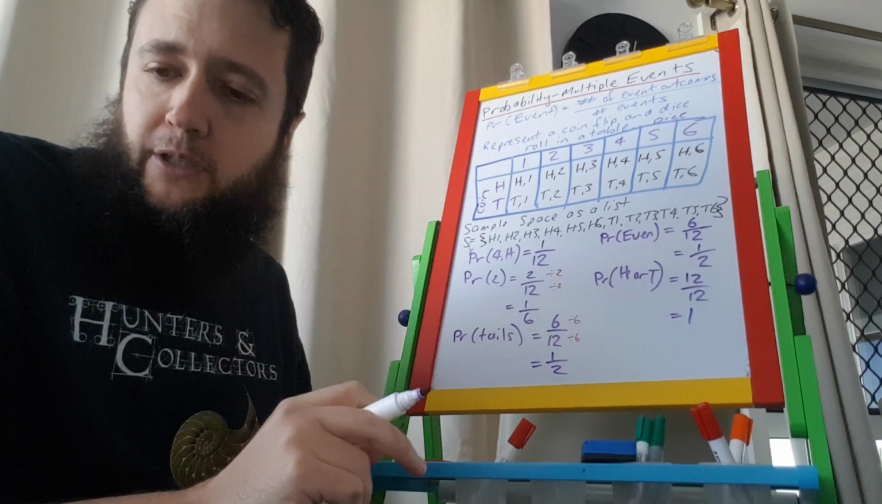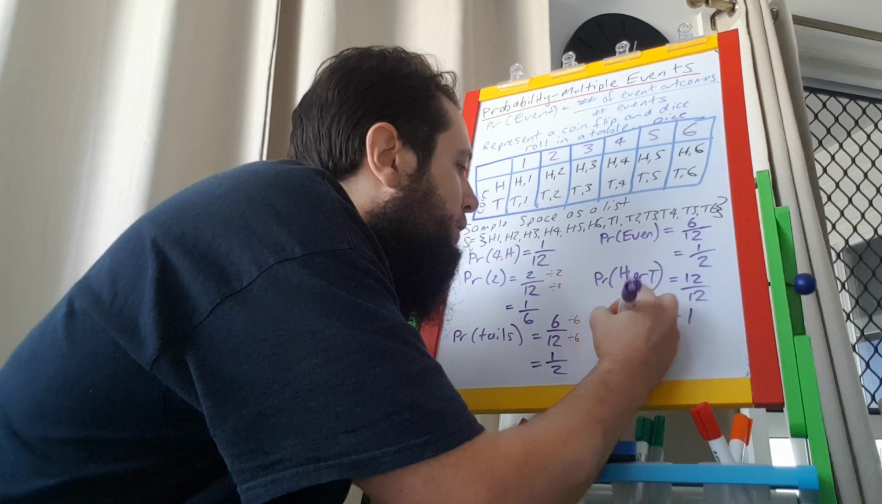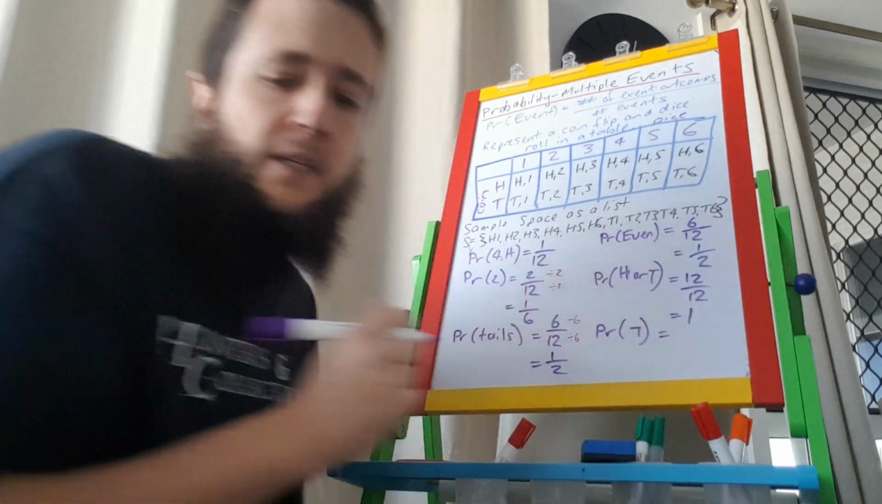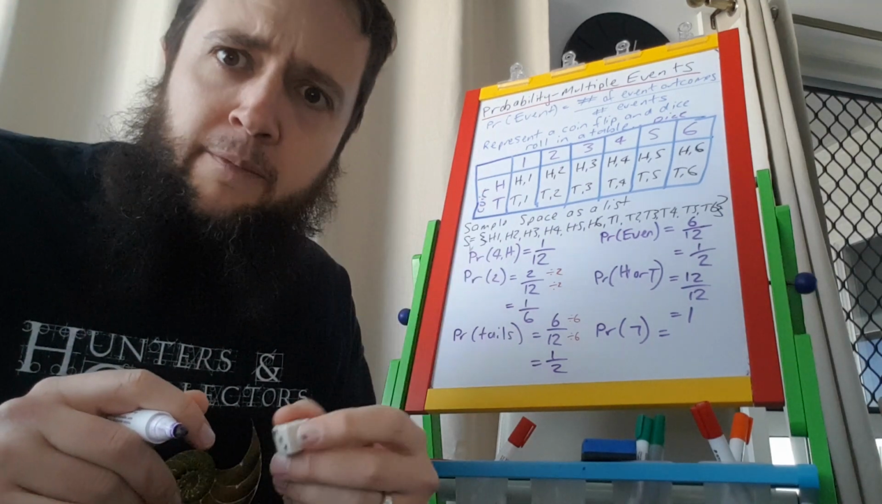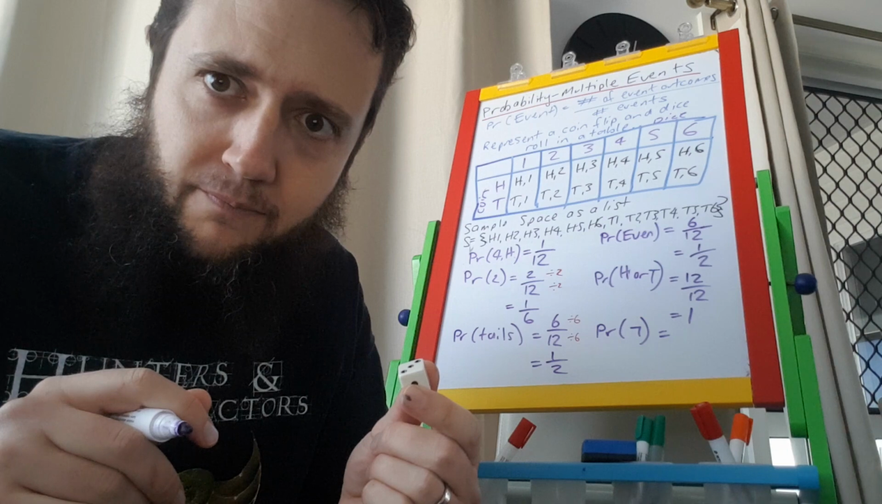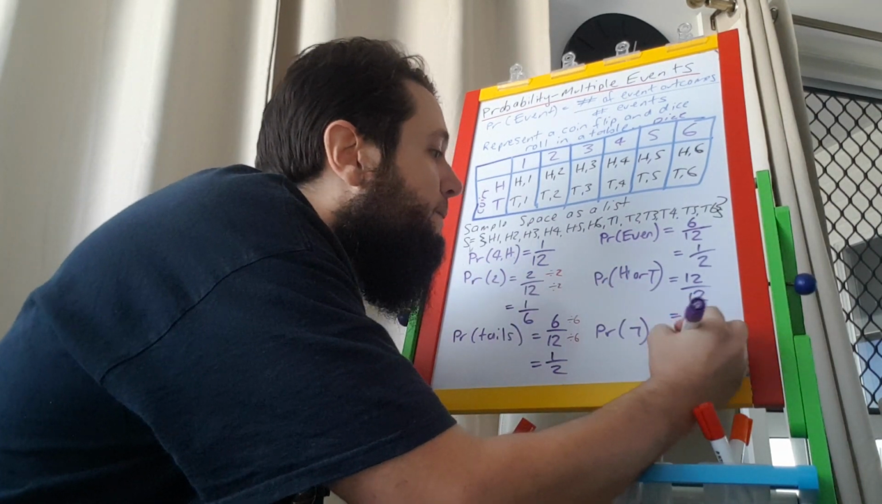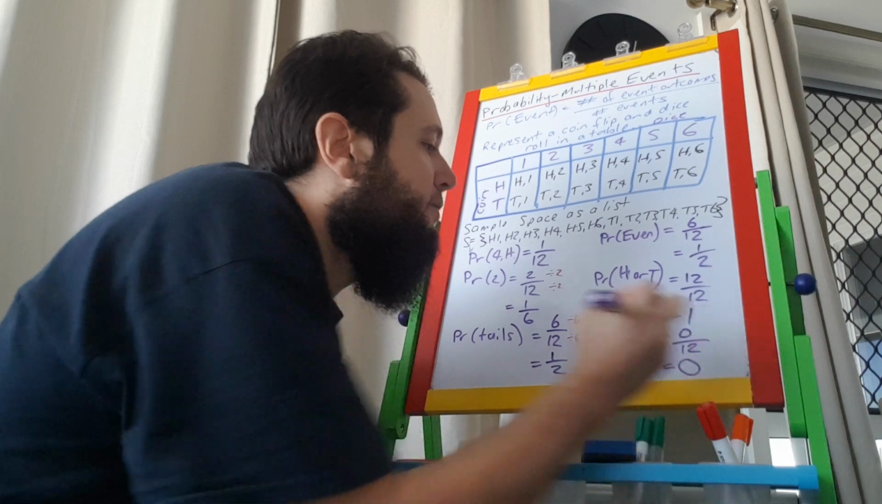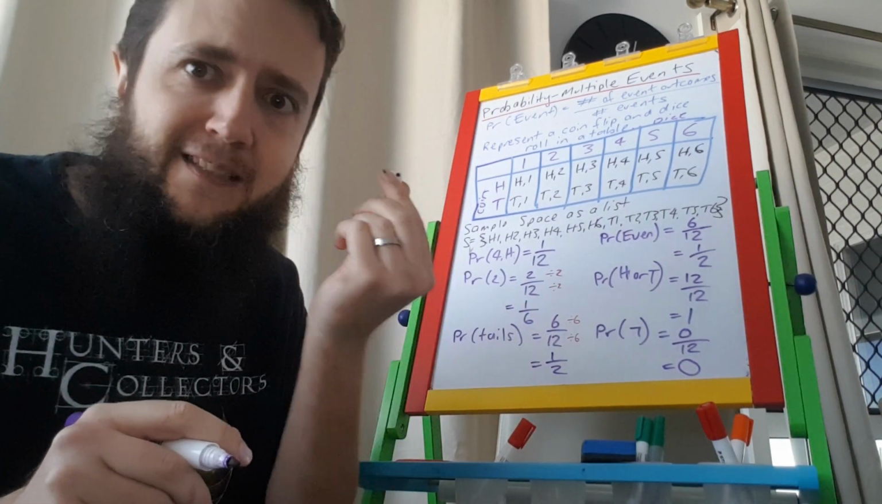And the last one I'm going to do in this set is the probability of rolling a 7. If I've got my dice here and I roll it, what's the probability of me getting a 7? There is no 7. That's 0 outcomes out of 12, which is just 0. The probability of getting a 7 is 0. You cannot get a 7.